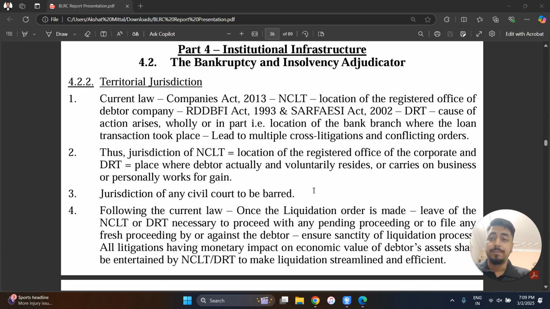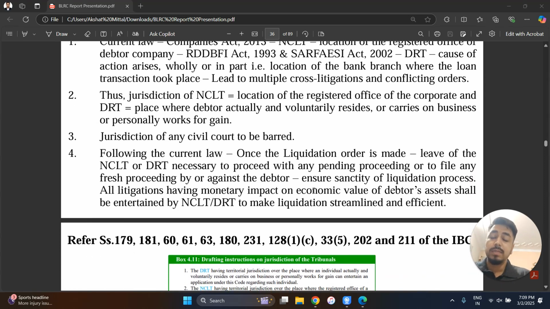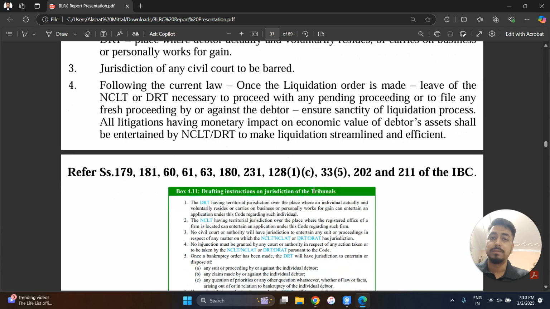NCLT or the DRT. And this committee has also specifically included a provision that the jurisdiction of any civil court is to be barred when it comes to the claims of creditors pertaining to the insolvency and liquidation of an entity. All the claims are to be presented before the NCLT or DRT only, so that the insolvency resolution process as well as the liquidation process is streamlined and there may not be any conflict of interest between the stakeholders themselves.